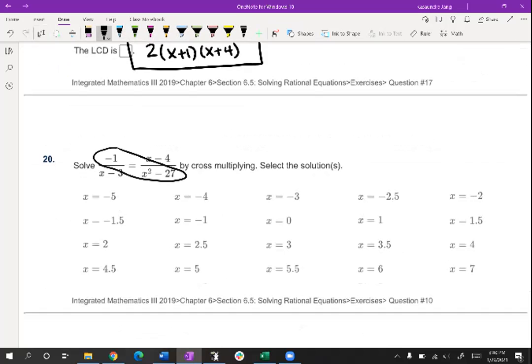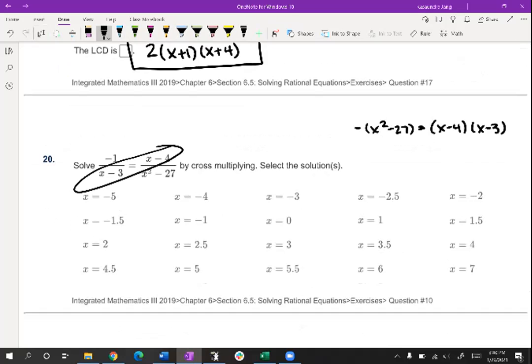All right, so do this again. A negative 1 times the x squared minus 27 equals, and then let's cross multiply these guys. So I'm going to get x minus 4 times x minus 3. All right, I've got some distributing to do. This one, when I distribute the negative, I basically change the sign on each of those. And here, I've got to distribute, I get x squared minus 3x. Distribute my negative 4, so I get a negative 4x plus 12. I do have some like terms here I can combine.